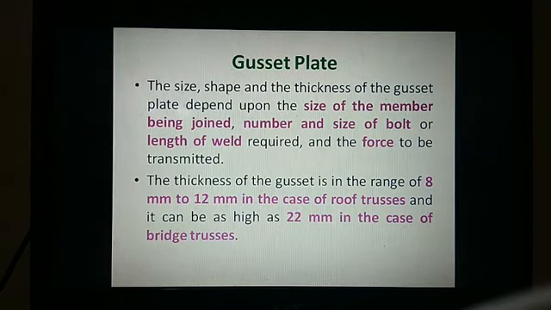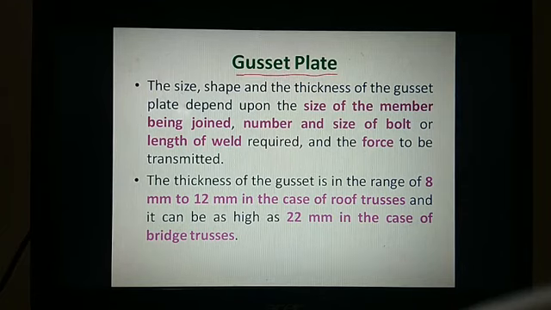Okay, so what do you mean by gusset plate? So here the size, shape and thickness of the gusset plate is always very important because it's going to depend upon the size of the member which is being jointed, number and size of bolts or length of weld. See, gusset plate is going to decide what should be the length of your joint, how many number of bolts are going to be connected and what is the carrying capacity of the member. That all is going to be decided by the gusset plate itself.